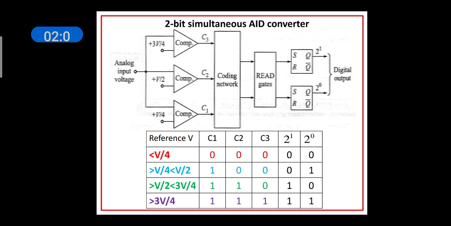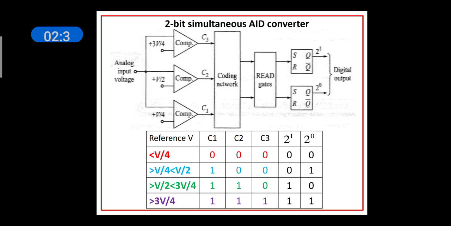It makes use of 3 comparators. From the bottom, for the first comparator, one of the inputs is the reference voltage plus V by 4 and its output is C1. For the second comparator, one of the inputs is the reference voltage plus V by 2 and its output is C2. For the third comparator, the reference voltage is plus 3V by 4 and the output is C3.